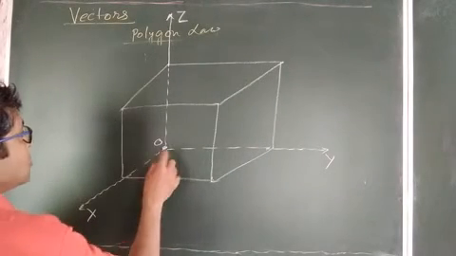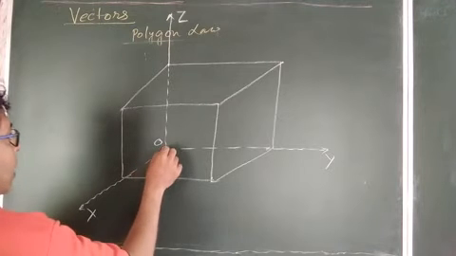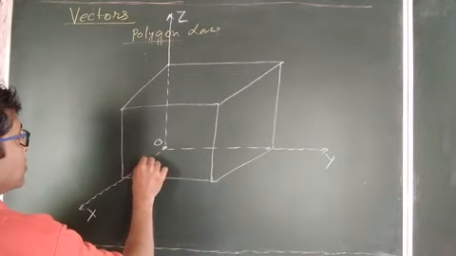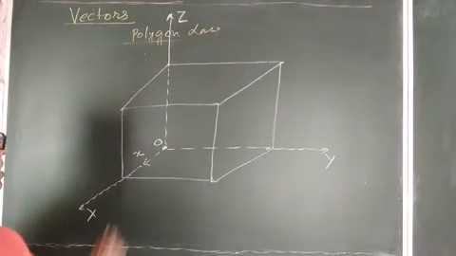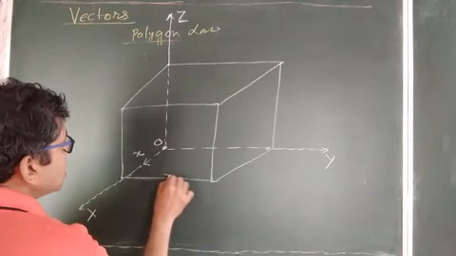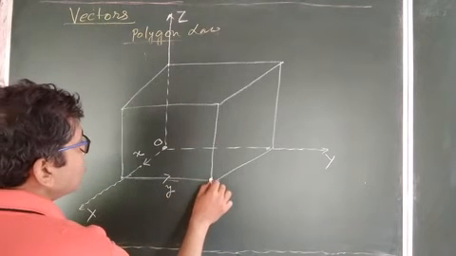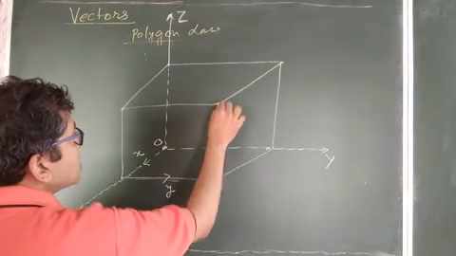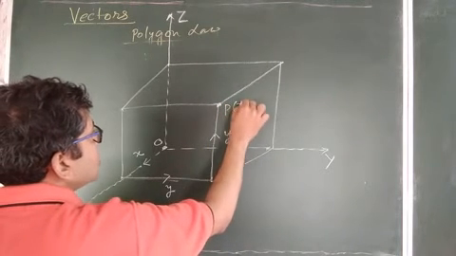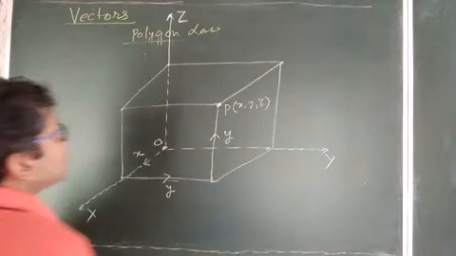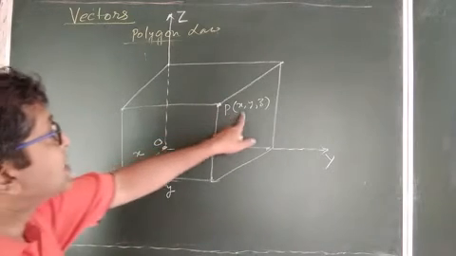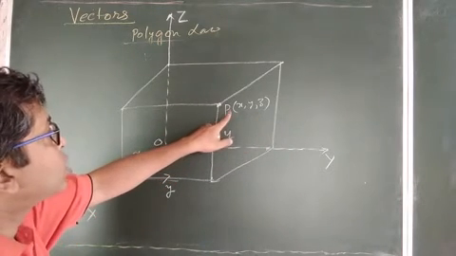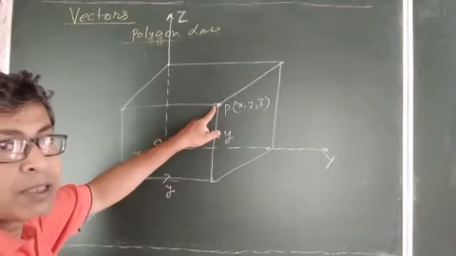this is the origin or the starting point, and from this origin at first you move by x distance, then you move along this direction by y distance, and then you move upwards by z distance to reach this point P. So its coordinate is x, y, z. This x, y, z indicates the position of this point in the three-dimensional space.